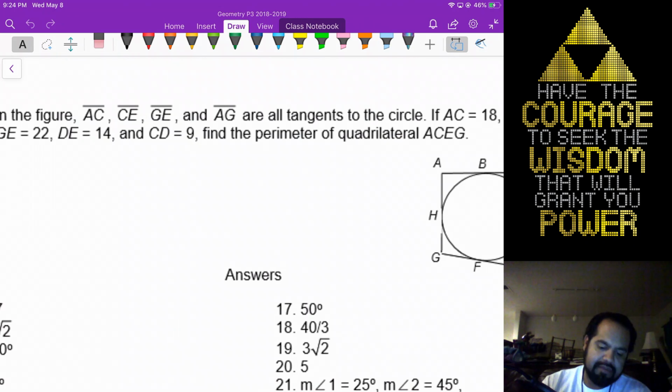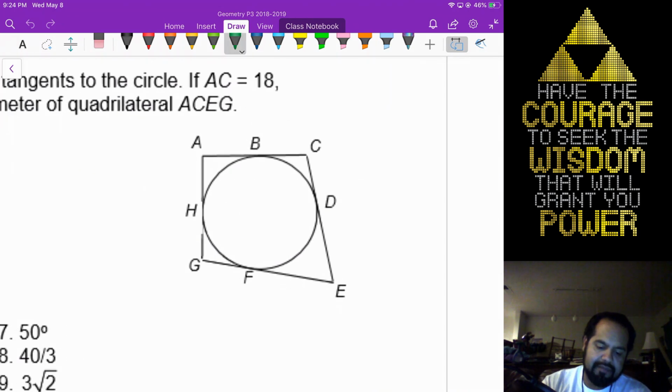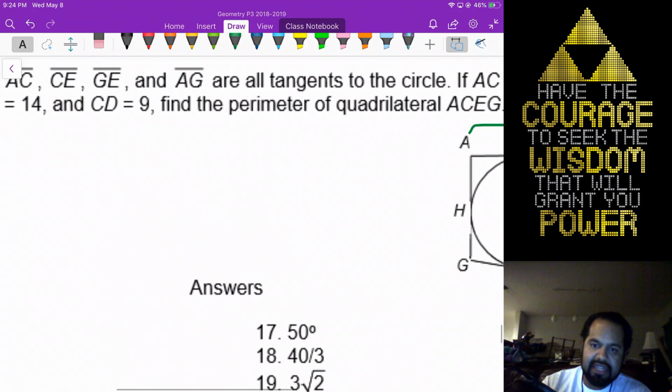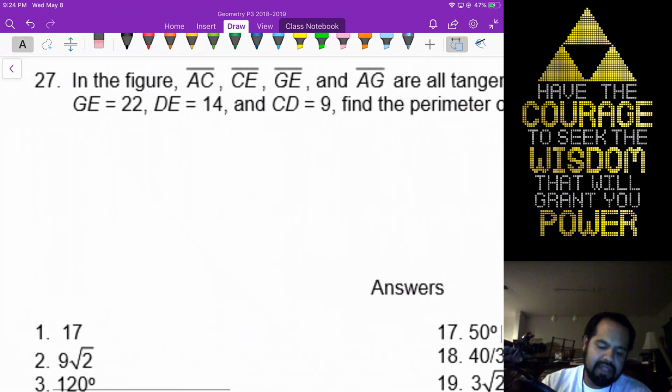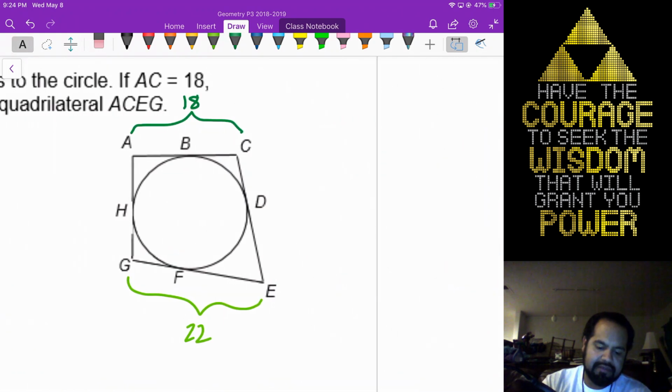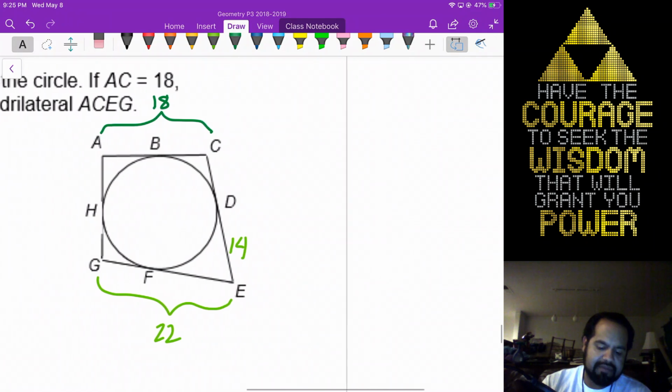All right. We got all these tangents. AC is 18. See what else we got. GE is 22. DE is 14. And then CD is 9.